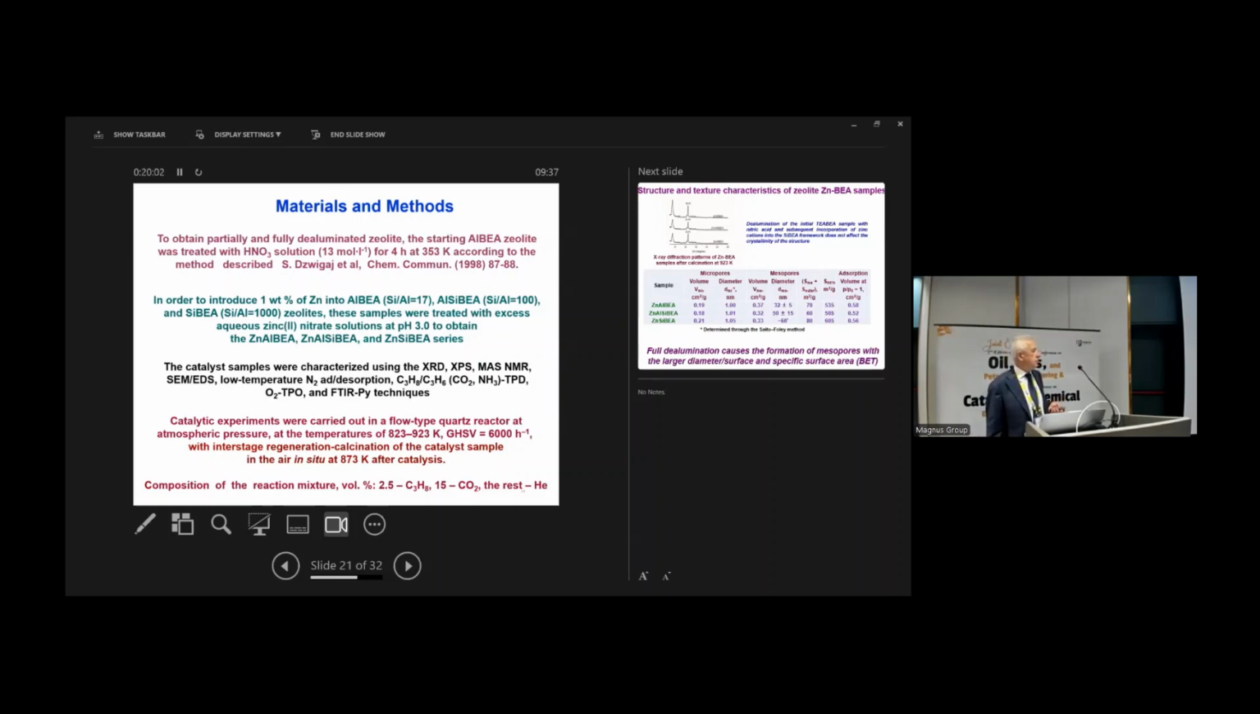So then we can use several physicochemical techniques to confirm this characteristic and show the effect of the different acido-basic property on the catalytic activity of such catalysts.